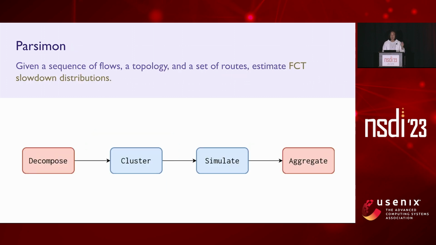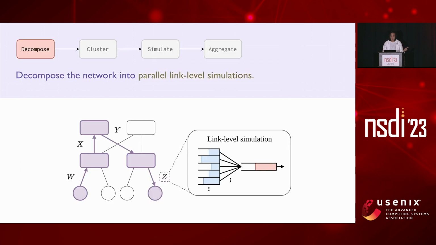So we implement this technique in a prototype we call Parsimon, which is a fast counterfactual simulator for data center tail latencies. You give it a sequence of flows, a topology, and a set of routes, and out comes FCT slowdown distributions, where slowdown is just this size-invariant metric that's like measured FCT divided by the ideal FCT on an unloaded network. Okay, it operates in several steps listed here. The first is to decompose the network in the way I previously described. Each link is simulated independently with only the flows that traverse it, and we model things like congestion control.